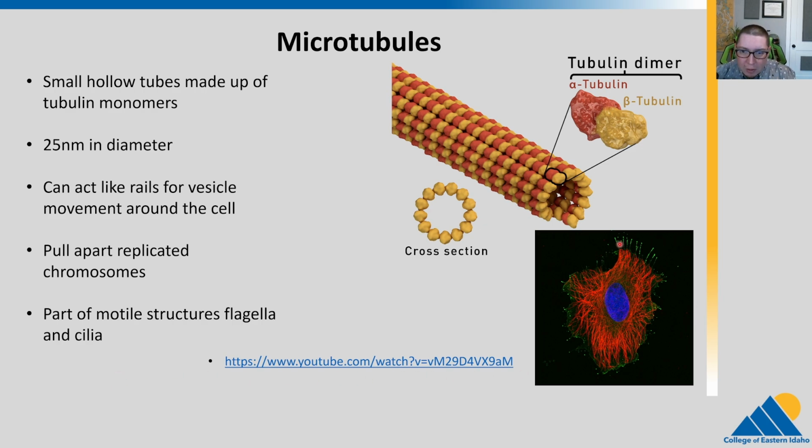So here you can see we have a stain here of our cytoskeleton components. Looks like the microtubules are stained red here, and we can see them moving throughout the cell to form kind of like a rail network. All right, let's take a look at these microtubules in action.